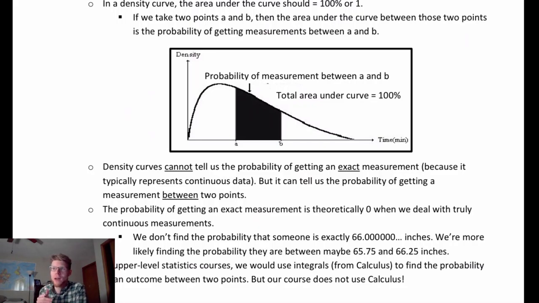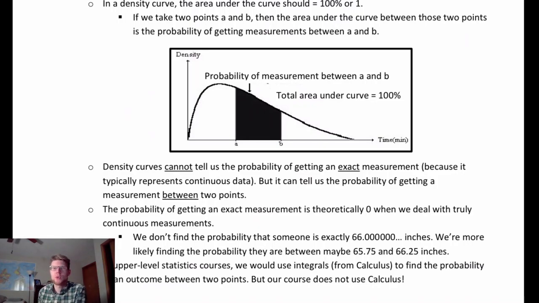But we could find the probability of somebody being between, say, 65.75 inches and 66.25 inches. So when we say that somebody's about 66 inches tall, usually we're just making a round or an estimate there. And the probability of somebody being about 66 inches tall is really the probability that they're in that kind of range around 66.